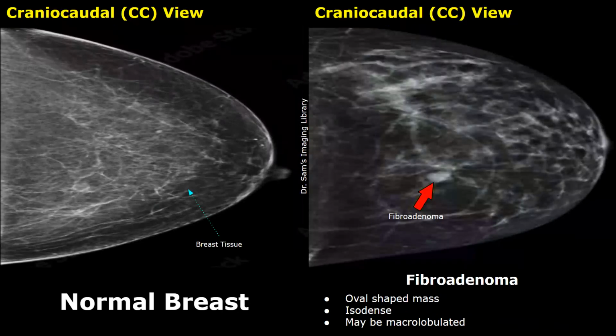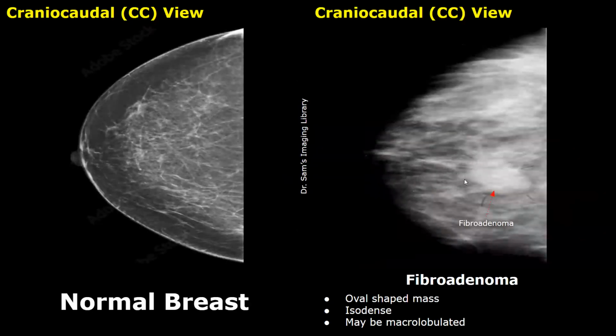Fibroadenoma is another type of benign tumor of the breast. It appears as an oval-shaped mass. Usually it is isodense, meaning it has density similar to breast tissues. They are smooth round masses which may sometimes be macrolobulated, which means they may have some outward bulging, some outward projection in the wall, which will alter its shape.